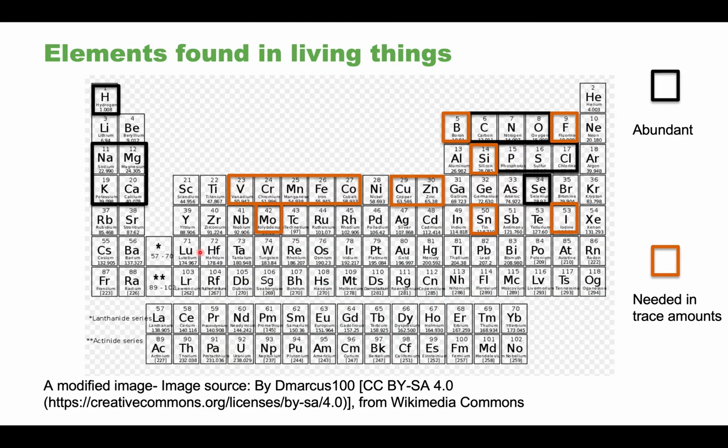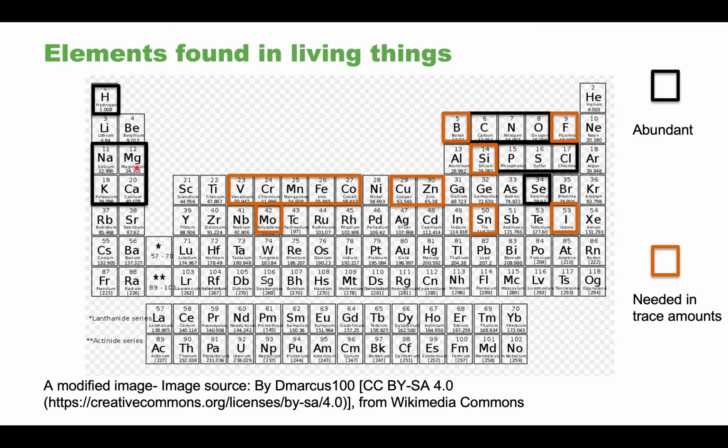Okay, so we've got all these elements in the periodic table, but do they all play a role in living things? Well, not all of them. The elements that you see shown with a particular border are the elements in the periodic table that are found in living things. And you can see the borders have different colors. The ones that have a black border are the ones that are really abundant in living things.